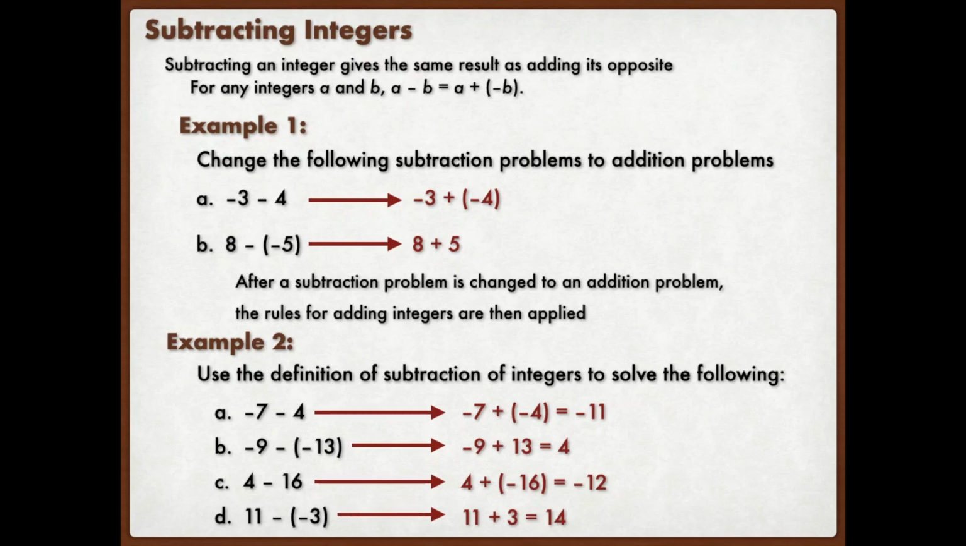Okay, we have negative 9 minus negative 13. That will be negative 9 plus 13. Negative 9 plus 13 equals 4. Do C, 4 minus 16, 4 plus negative 16, that would give me negative 12. And then D, 11 plus 3 is 14.